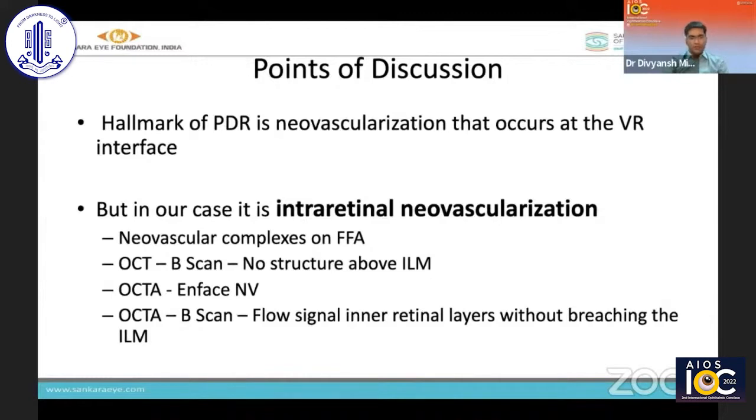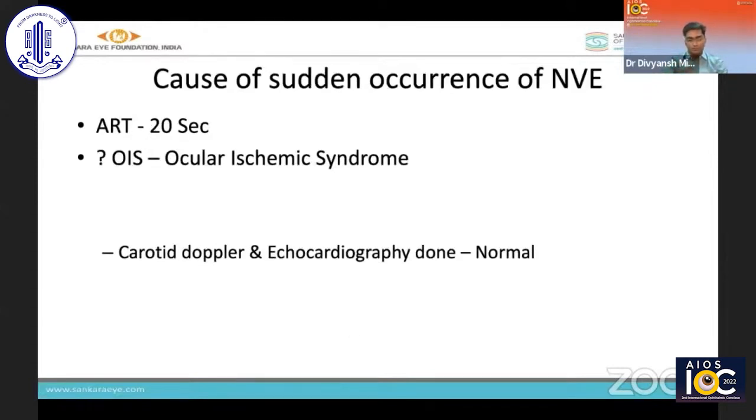So the point of discussion at this point was that the hallmark of PDR is a neovascularization that occurs at the vitreoretinal interface. But in our case, is it an intraretinal neovascularization that we are seeing? Because the neovascular complex is seen in an FFA, but the OCT B-scan does not show structures above the ILM. In the NFAS also, we can see there is a large area of network. And the OCT B-scan shows the flow signal below the ILM. In this case, we don't know what the reason is.